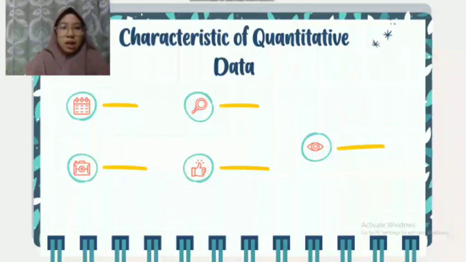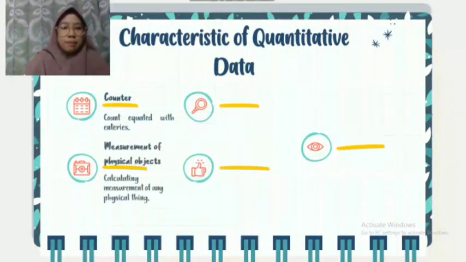Characteristics of quantitative data. The most common types of quantitative data are as below. Counter: count equated with entities. For example, the number of people who download a particular application from the App Store. Measurement of physical objects: calculating measurement of any physical thing. For example, the HR executive carefully measured the size of each cubicle assigned to the newly joined employees.